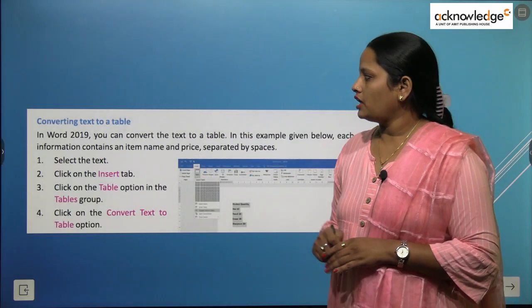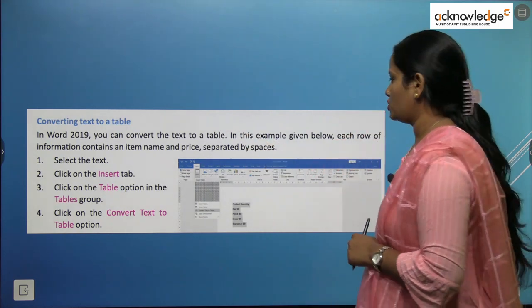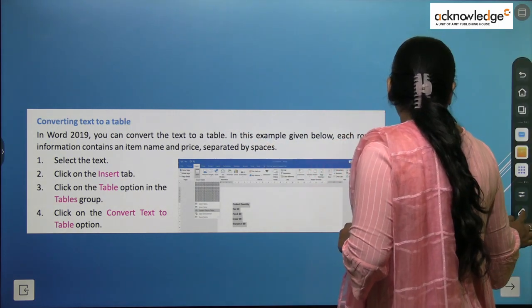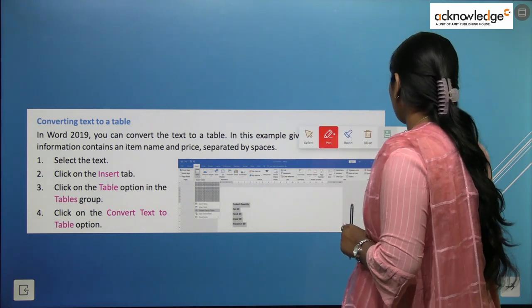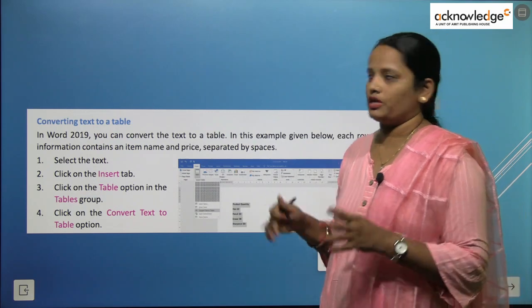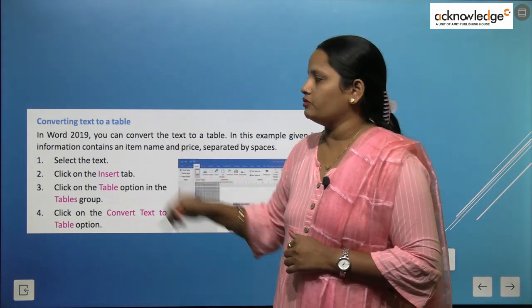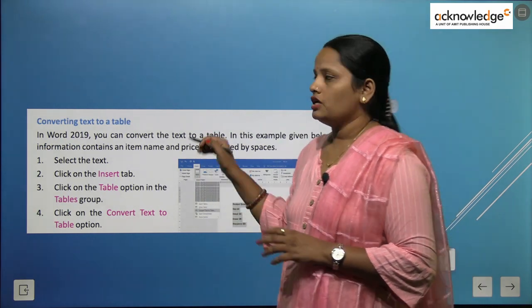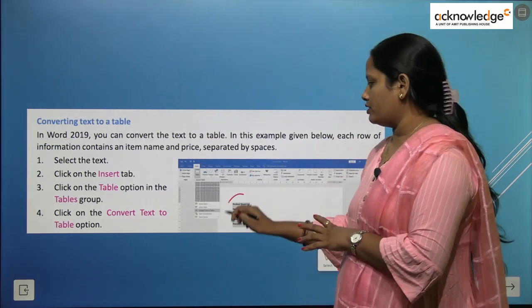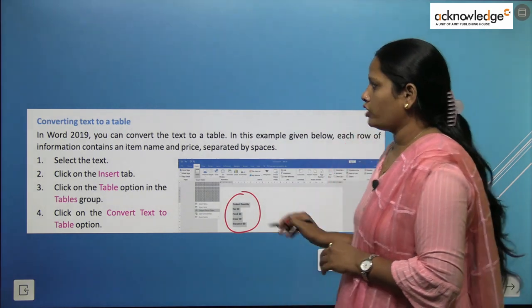After this, we come to converting text to a table. So we have made the table. We have learned how we can make the table. There were 3 options by which we were making the table. Now we are going to learn how we can convert text to a table. Suppose a text is already written here and I want to insert a table. So what can we do?